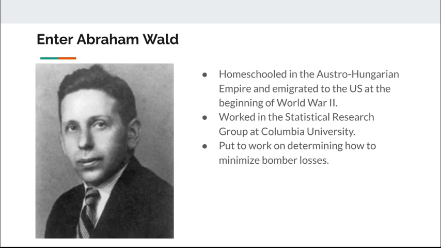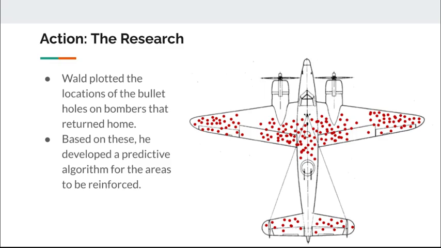He was homeschooled in the Austro-Hungarian Empire and emigrated to the US at the beginning of World War II. He was Jewish, so being in the Austro-Hungarian Empire that was taken over by the Nazis over time was not safe for him. So he came to the US, got a degree at Columbia University, and worked in its statistical research group. He was put to work on determining how to minimize bomber losses.